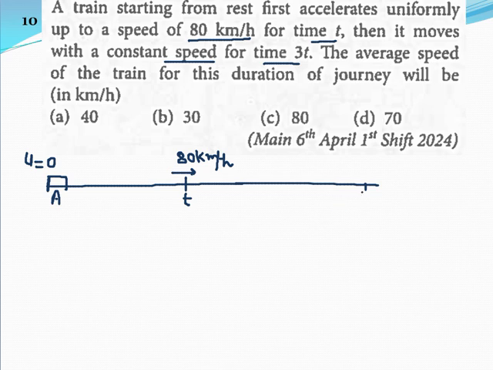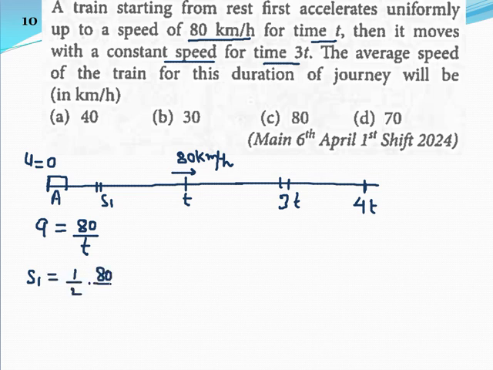It is like, I can write 4t. The duration is 3t. The average speed of the train. For calculating the average speed, if we see in t time, gaining the velocity of 80 km per hour, it means the acceleration is 80 by t. So the distance covered in the first t time is half a, starting from the rest, t square.